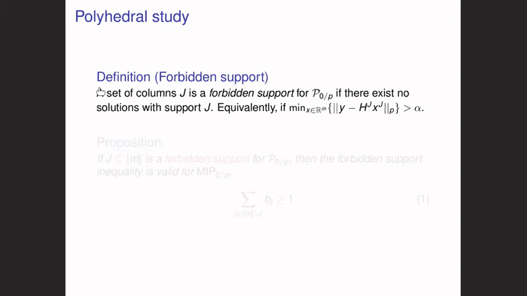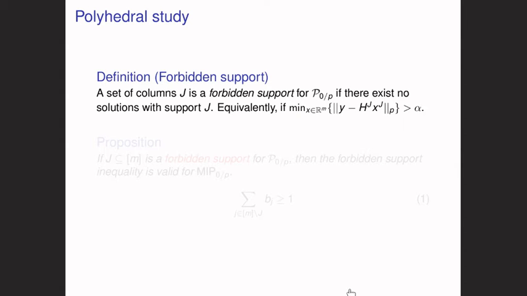We are dealing with columns in the system, and we need to select some of the columns in order to get a solution. We will say that a set of columns J is a forbidden support if there is no solution with that support. So if the best thing that we can obtain when we restrict ourselves to only this set of columns is bigger than the alpha that we are given, then J is a forbidden support, and there are no solutions restricted to this set J.